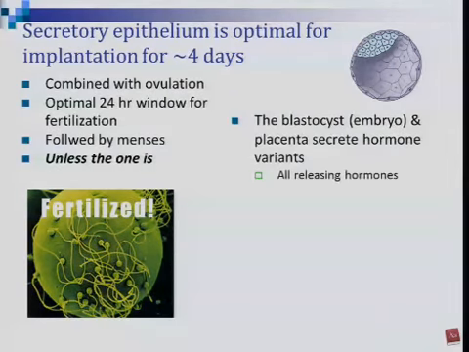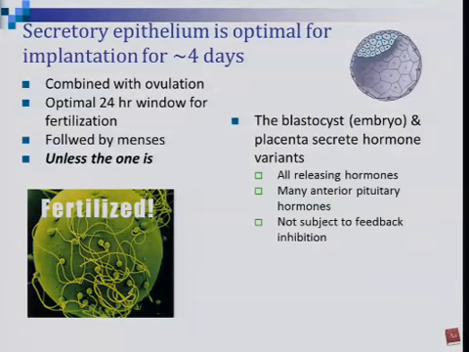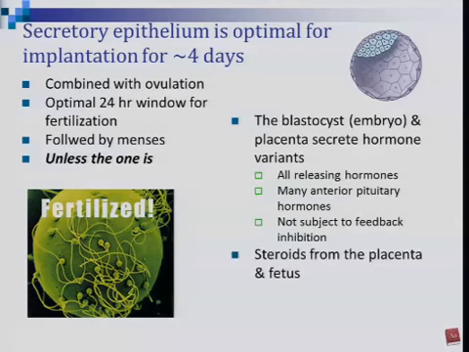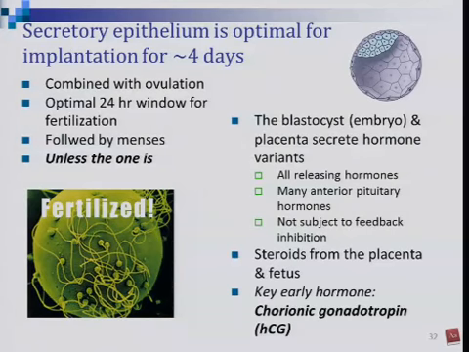variants. So these are all releasing hormones and many anterior pituitary hormones. And they're not subject to feedback inhibition because they're not coming from the anterior pituitary. Those stimulate steroidogenesis from the placenta and the fetus. And what allows this is the synthesis of this one key early hormone, chorionic gonadotropin. And that hormone allows the entire fertilization and implantation to continue without being interrupted by a menstrual cycle.